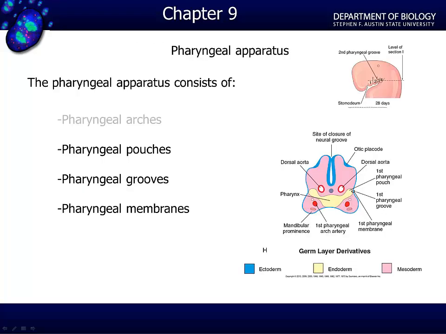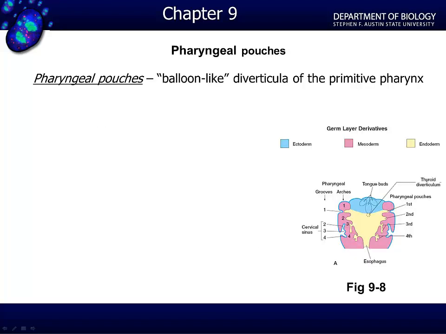Now we move on to the pharyngeal pouches. Remember, these are going to be on the inside, and most of these are going to be endodermally derived. So let's see what becomes of our pharyngeal pouches. So here we have, again, this coronal section through the pharynx.